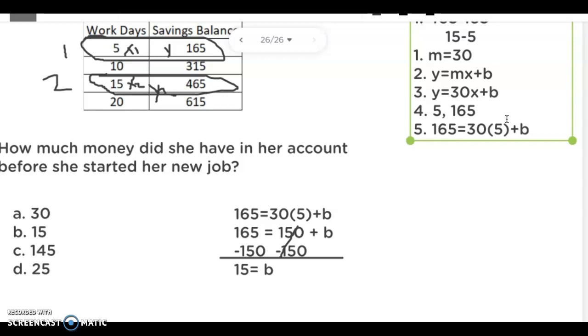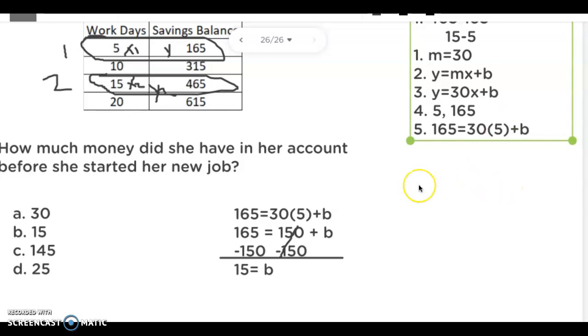If the question would have said, how much money does she make an hour? That answer would have been 30. What a lot of students do is they'll find that slope and they'll stop there. But you got to make sure you understand what it's asking for. If it would have said, how much money does she make an hour? That's 30. But the question was, how much does she make before starting her new job? That question is asking for the y-intercept.